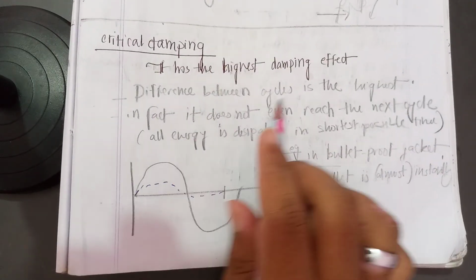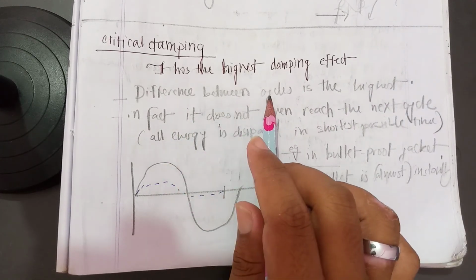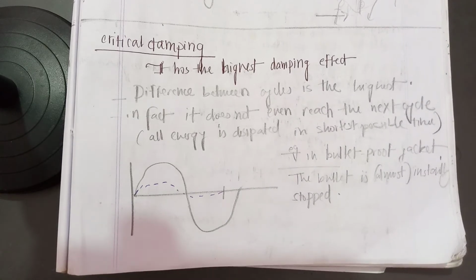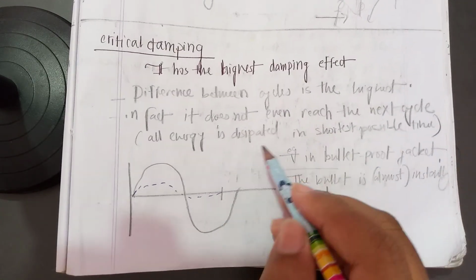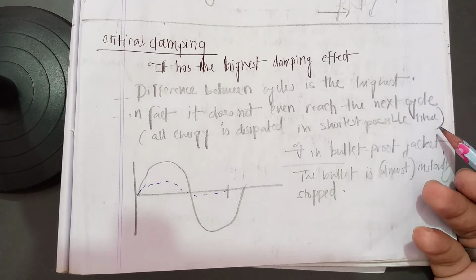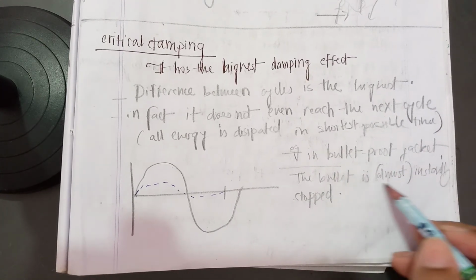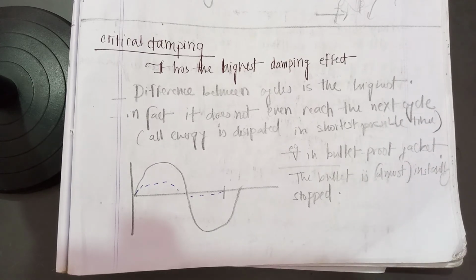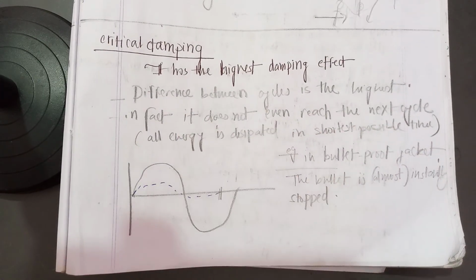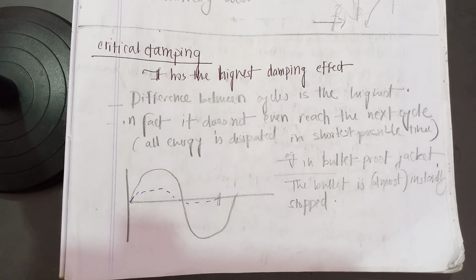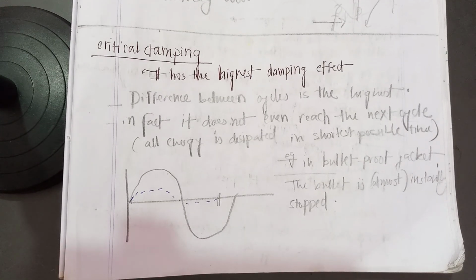So what happens is that the difference between cycles is the highest. In fact, sometimes it doesn't even reach the next cycle. As I said, the energy is dissipated in the shortest possible time. So for instance, in bulletproof jackets, the bullet is almost instantly stopped. Something similar to that: the damping effect is the highest, the most effective in critical damping, and the time taken is less. So it can be more or less depending on the type of damping we do. So that's that, and we will look at resonance in the next video. So we'll keep it up to this.